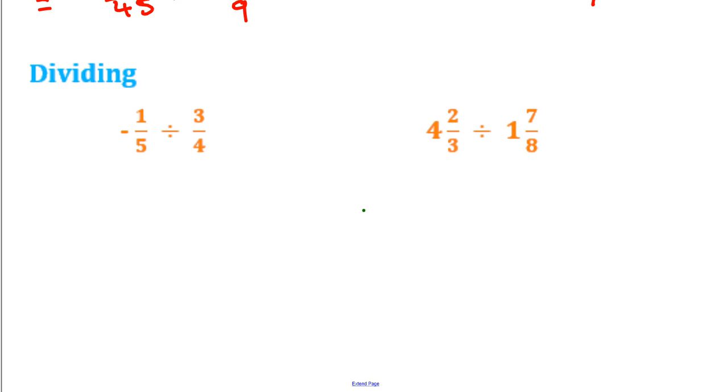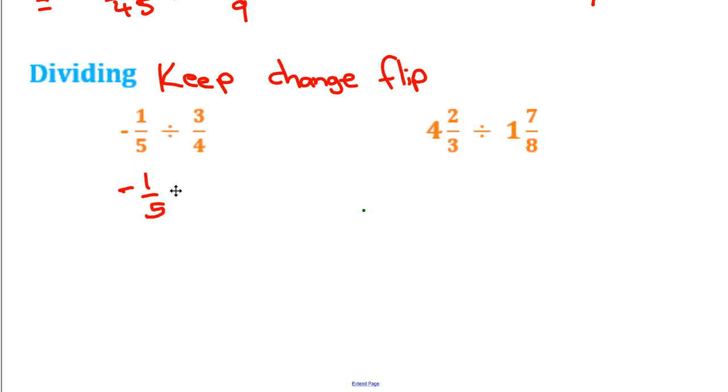Dividing, do you remember a thing? I don't know how you were taught, but some people think of the keep, change, flip. If that helps you, go ahead and remember that. You don't need to memorize this though. Keep, change, flip does help some people. So keep, change, flip, meaning keep the initial fraction. I'll just write it all out, negative 1/5. Change the divide sign to a multiply, and flip the second fraction.